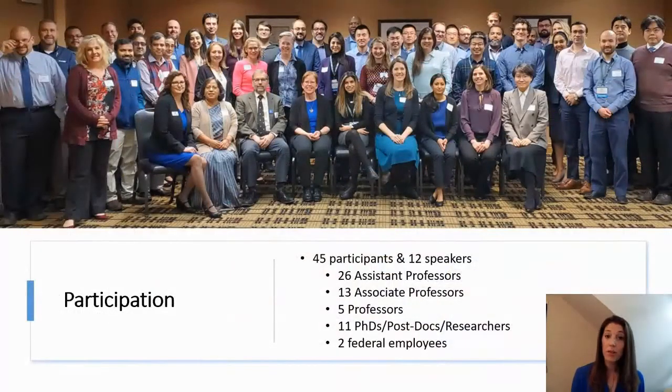There were a total of 57 participants and speakers at the workshop who I think are all shown in this picture. And we were really pleased to have a wide range of attendees and presenters involved. The group included 26 assistant professors, 13 associate, 5 full professors, some PhDs, postdocs, research associates, and 2 federal employees.